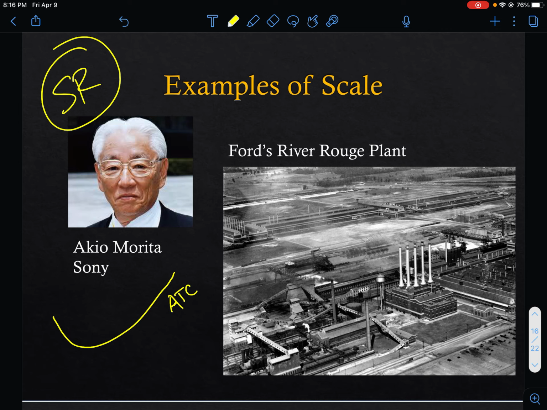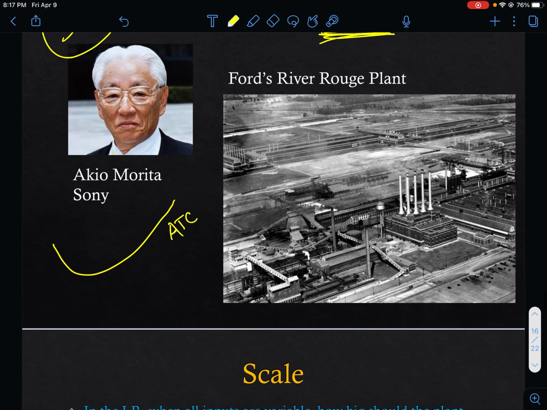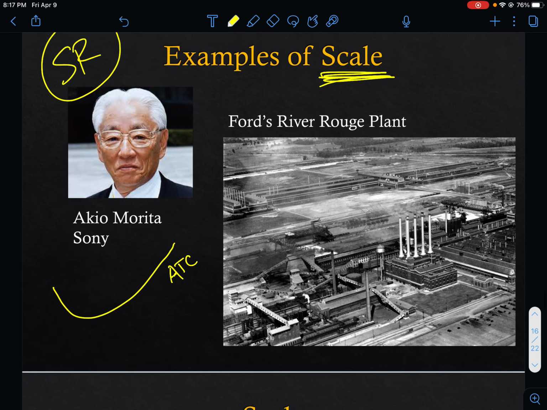In the long run, when all inputs are variable, that gets us to this concept of scale. Now, as your operation gets bigger, we usually think about the costs going down, right? That there are economies of scale, that you get bigger and you see the price go down. That is true to a point, but is that always true?